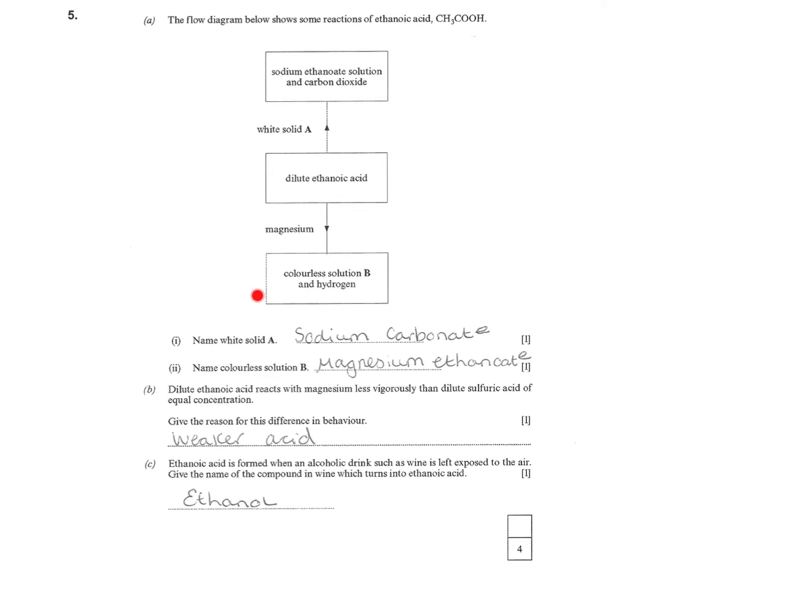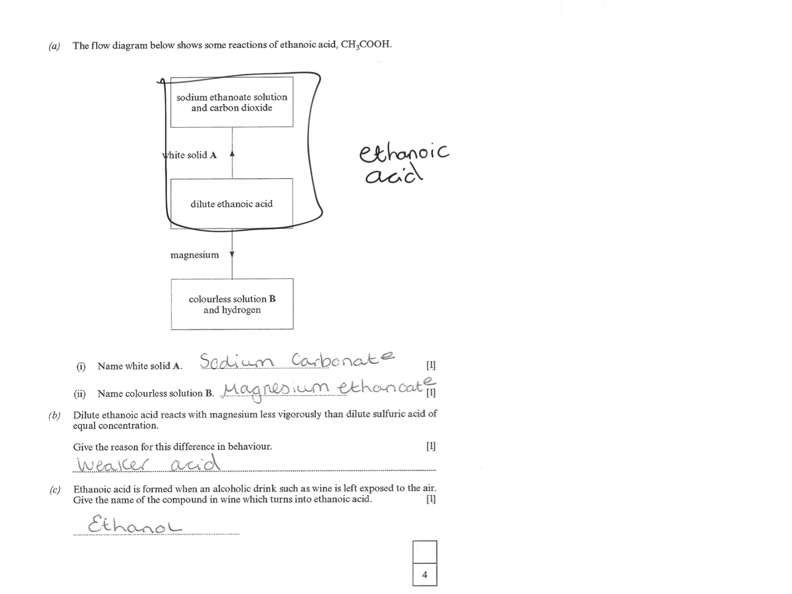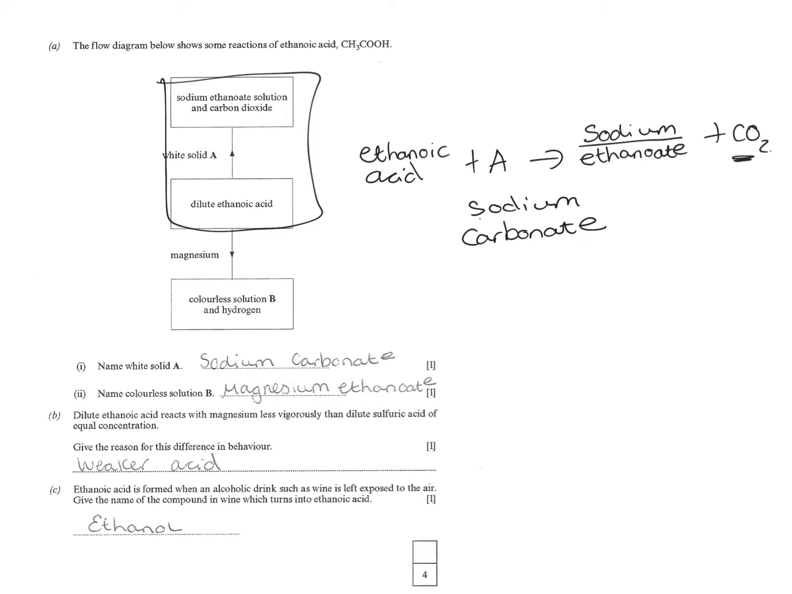So the first one we're looking at is A. So again, if you're really struggling, box it up and write it out like that. So you'd have ethanoic acid plus A goes to sodium ethanoate plus CO2. Okay, so this plus CO2 indicates to me that it's going to have to be a carbonate. So A is going to have carbonate in it. And then the sodium is the first name, so it's sodium carbonate.